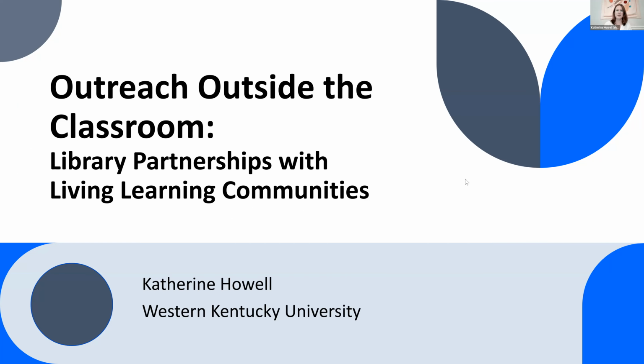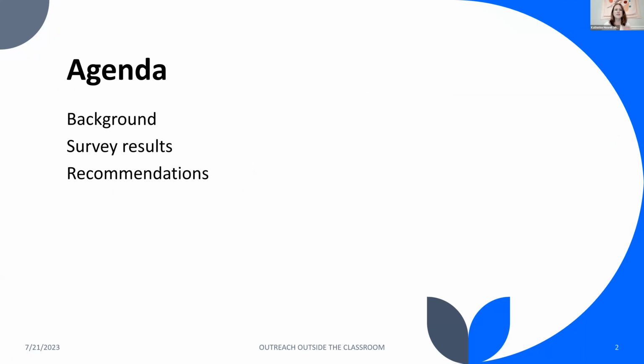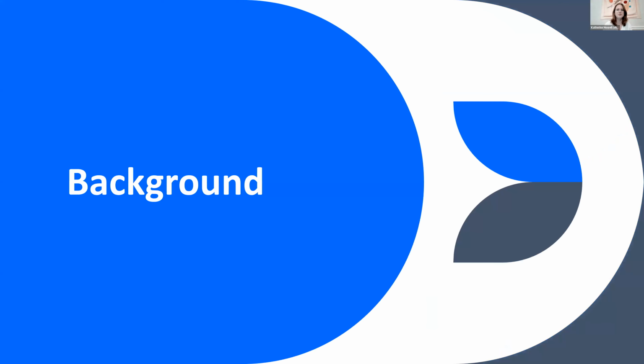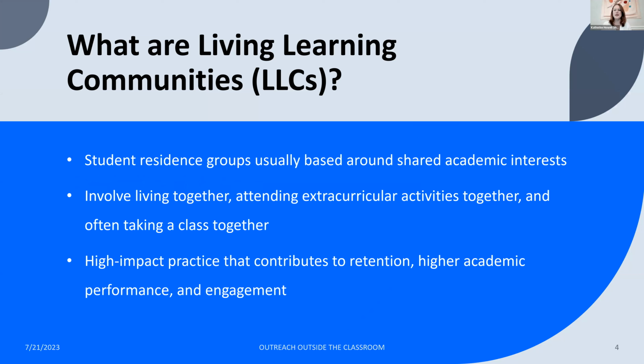So in this brief presentation, first I'll talk about the background and why we started this research. Then I'm going to discuss the results of a survey we did and provide some actionable recommendations for you at the end. To get started with background, first, what are living learning communities? They are student residence groups that are usually based around shared academic interests or identity groups. They typically involve living together in a dorm or apartments, attending extracurricular activities together, and often taking a required class together.